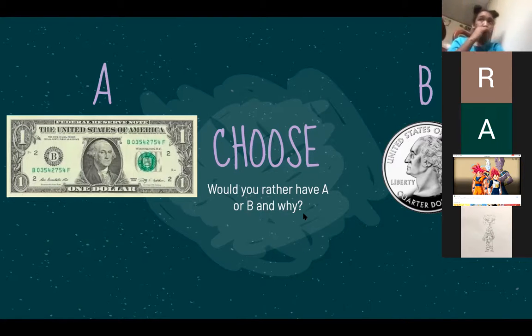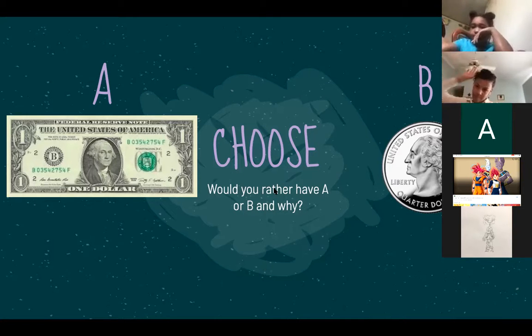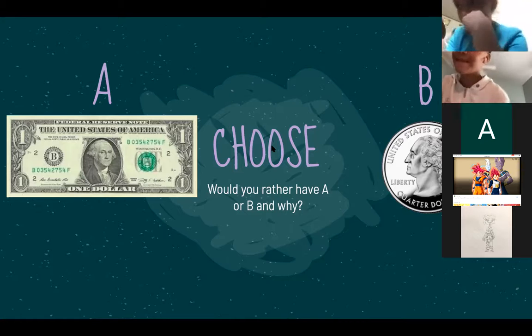I choose A because the value is larger than a quarter, and it's easier to count just with dollars. Oh, that makes sense. I like how you said it's easier to count. I hadn't thought about that. Okay, I know a lot of you decided you wanted B this time around, which is totally fine. Yes, Rebecca, please go ahead. What would you rather have?